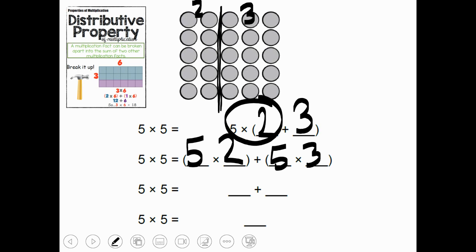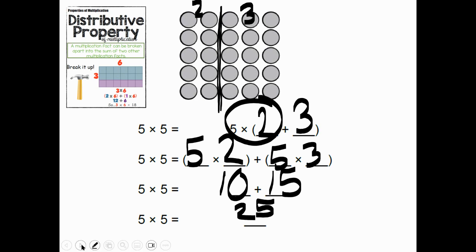Now step 2, multiply. 5 times 2 is 10. 5 times 3 is 15. 10 plus 15, step 3, add it back together. 10 plus 15 is 25. All right, let's look at the next one.